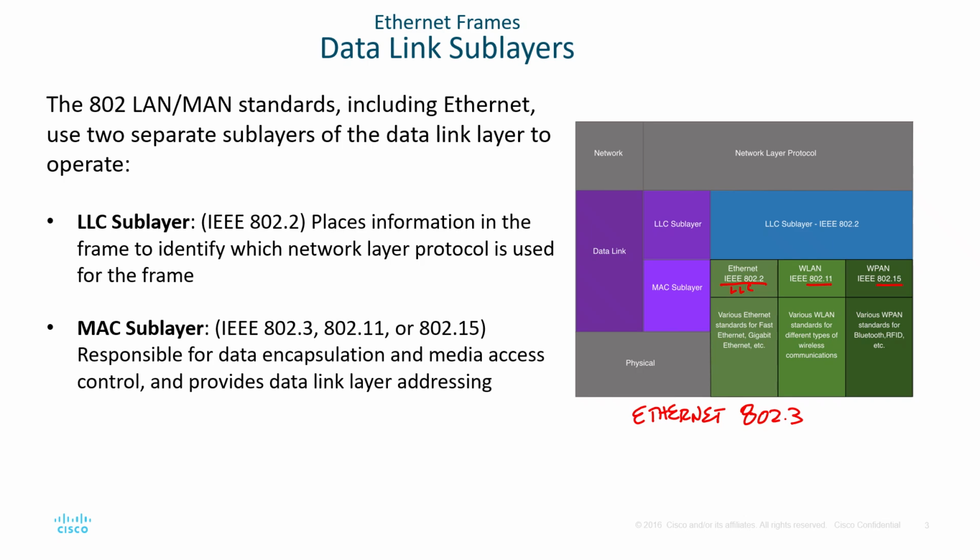So don't forget the others that we learned about. We learned about Zigbee and we learned about WiMAX. And then various WPAN standards for Bluetooth, RFID, etc. So if you've forgotten some of those, go back and revisit those slides in the previous chapter.